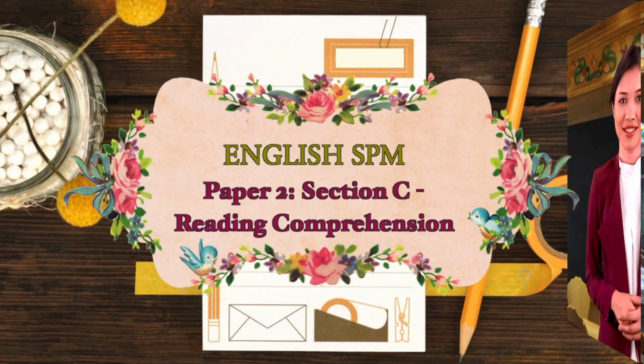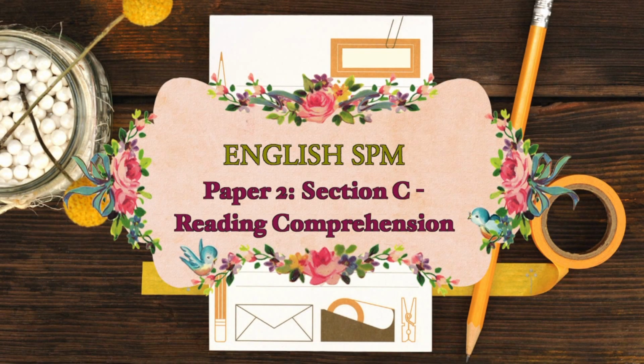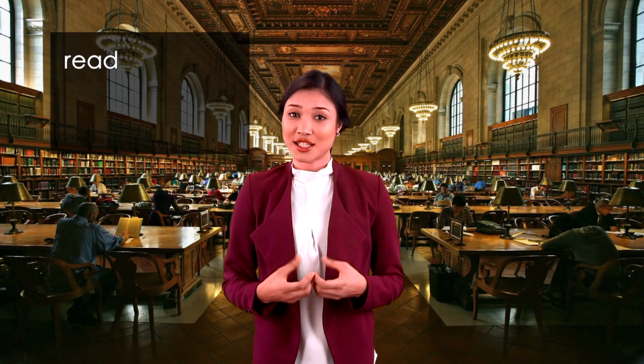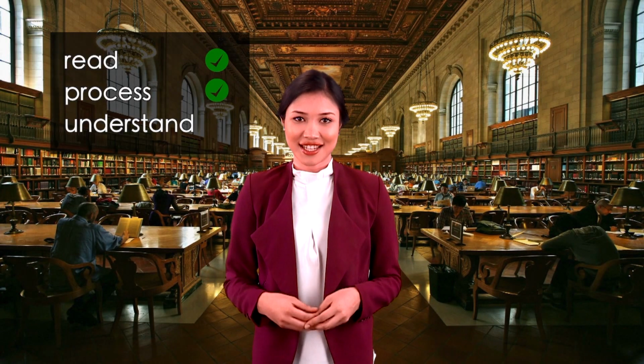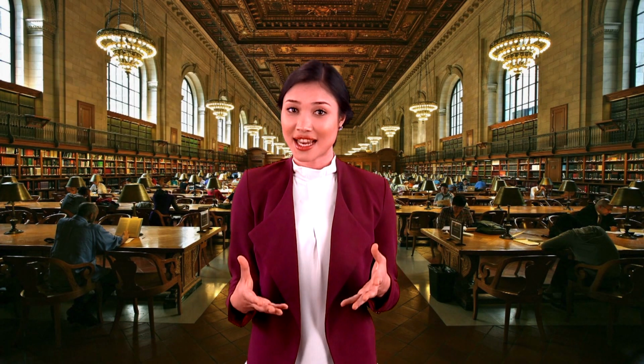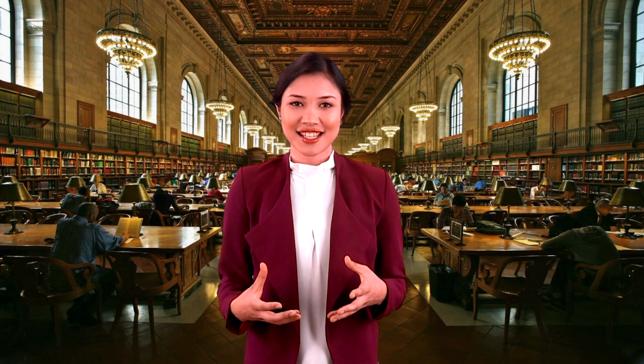Today we are going to learn how to answer Paper 2, Section C, Reading Comprehension. Reading comprehension is the ability to read, process and understand a text. Simply put, reading comprehension is the act of understanding what you are reading. This skill is to be tested in Paper 2, Section C, Reading Comprehension. In this episode, I'm going to teach you the strategies that you can use when answering this section.